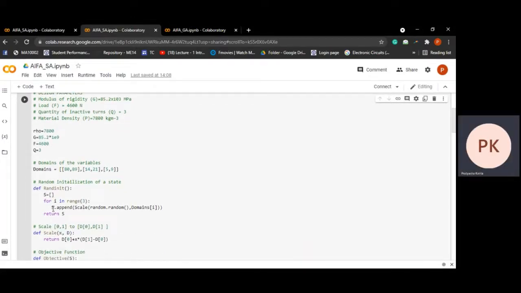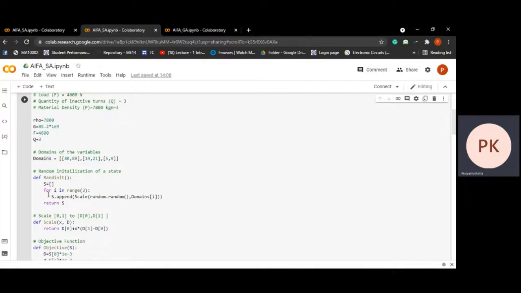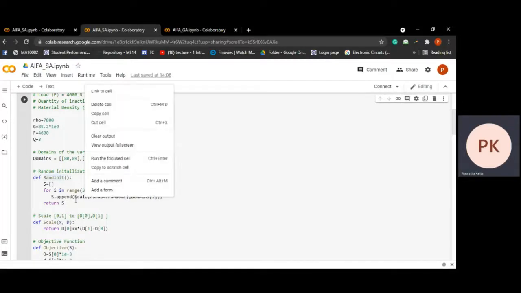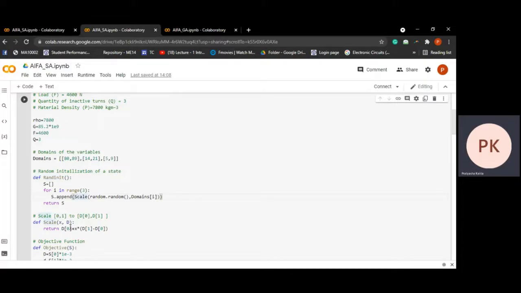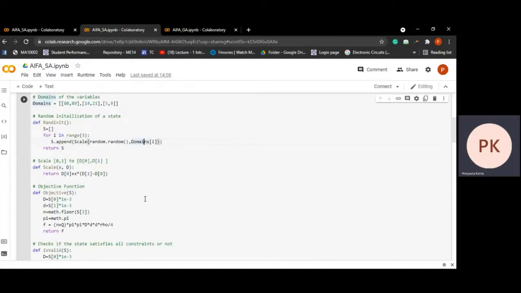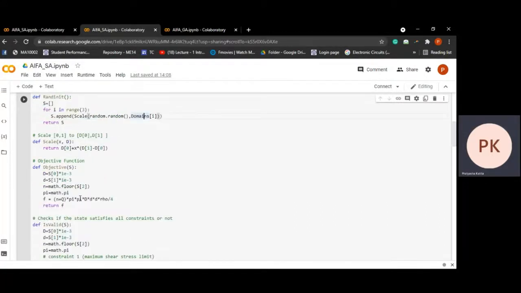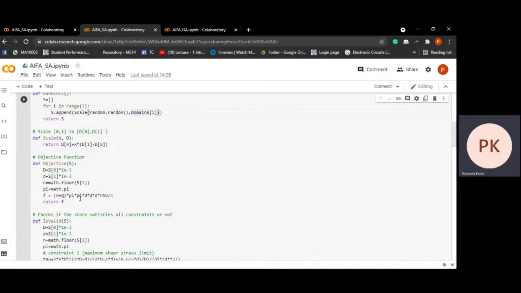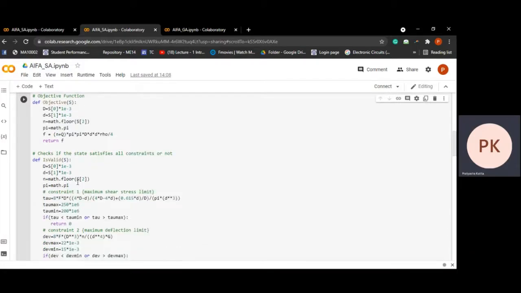First of all, here are some of the functions. The rand init function will initialize the state randomly, and the scale function will scale this random number, which is between 0 and 1, to the particular domain that we have mentioned for a particular variable. The objective function will give us the value of the objective for a particular state.